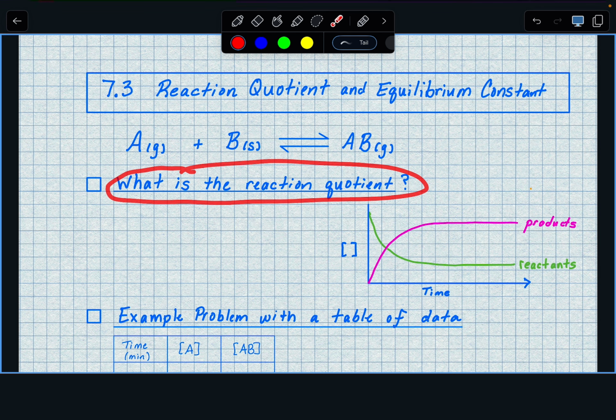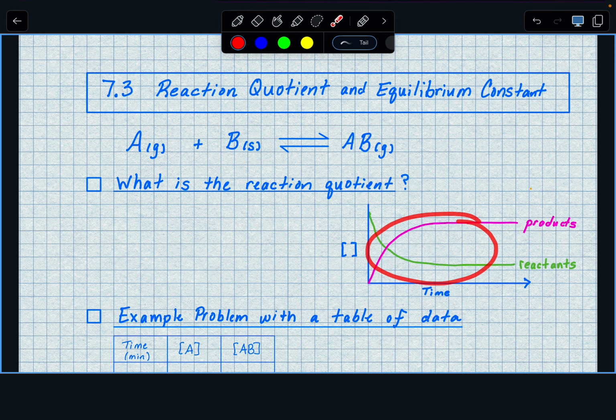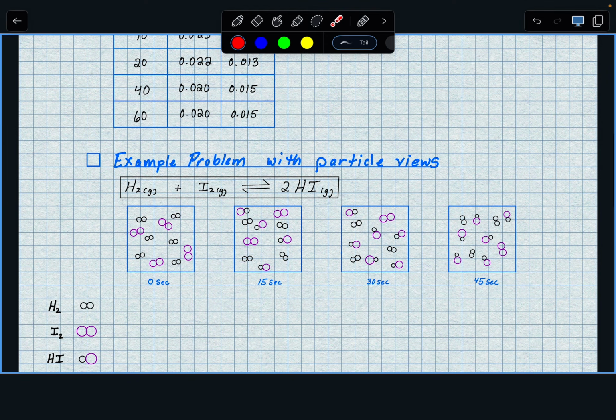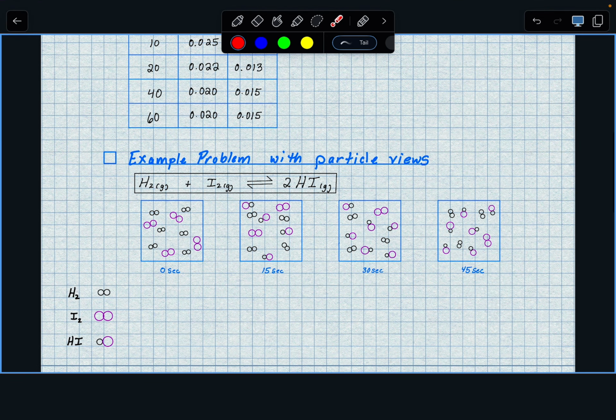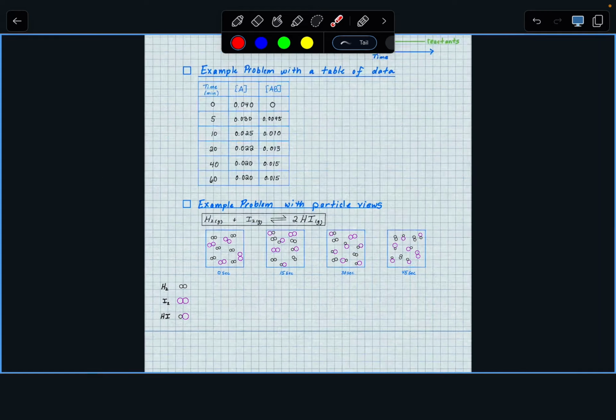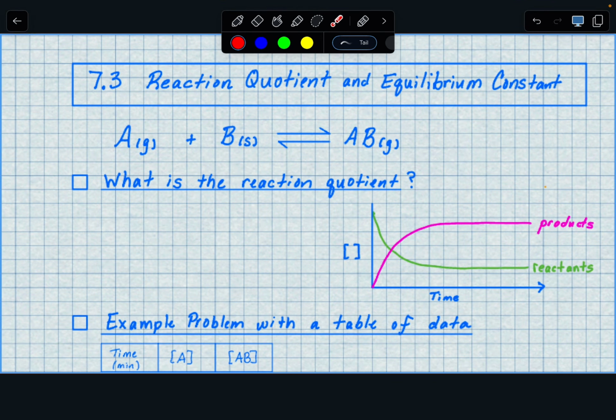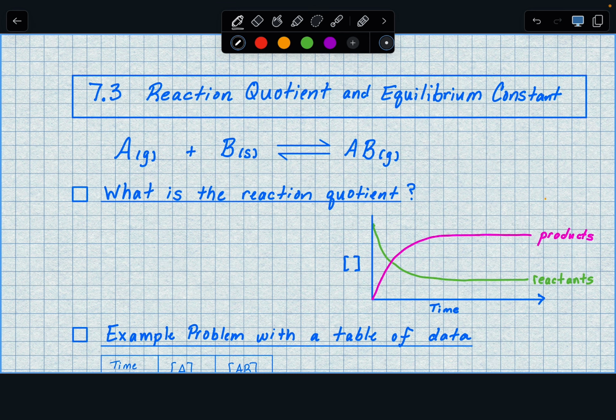And in this one-page set of notes, we're going to cover what the reaction quotient is using the definition and a graph. How can we compare that to a data table where we can find the reaction quotient and the equilibrium constant? And then how can we do the same thing, but a little differently, using some particle views? That's the three things we're going to be talking about in this video.